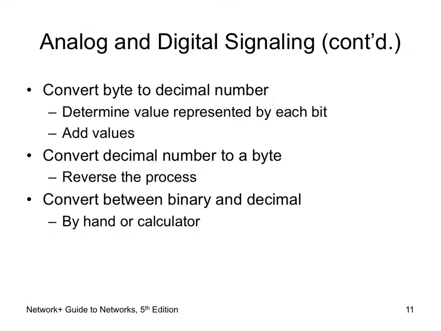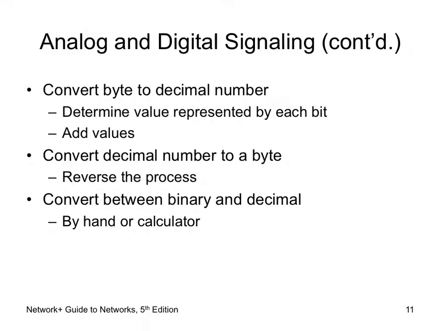But basically on analog and digital, converting byte to a decimal is important because it determines the value of each bit, as mentioned on the screen earlier. It adds the values. Then converting decimal to byte is a reversing process of binary to decimal. So it's decimal to binary. And then on the conversion itself, you can do it by hand or calculator. I'll show you how to do it both ways.